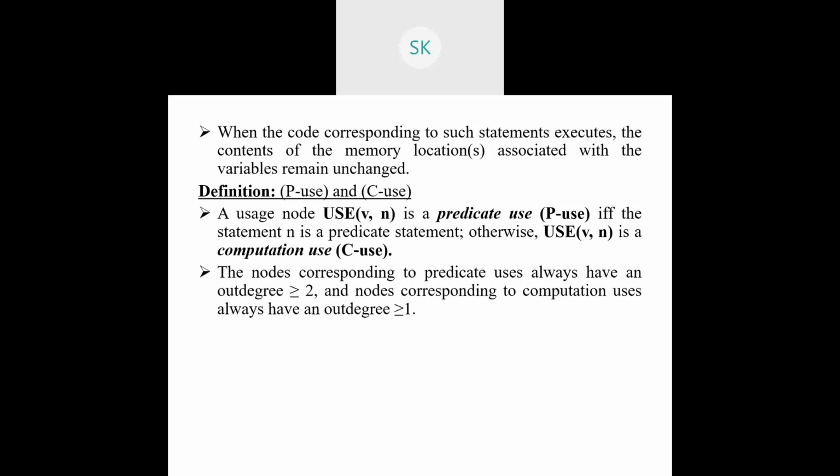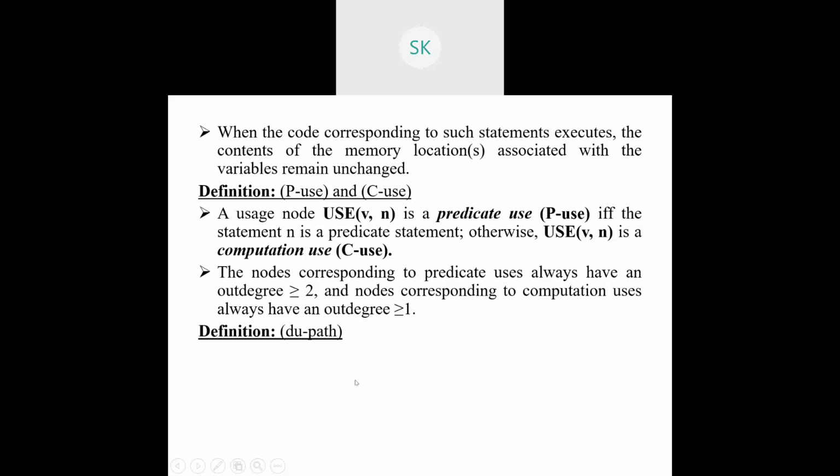One more statement has been listed, as you can see over here. The nodes corresponding to predicate uses always have an out degree greater than or equal to 2. Whereas the nodes corresponding to computation uses have an out degree greater than or equal to 1. So this you need to remember. Let's move on to the next one.